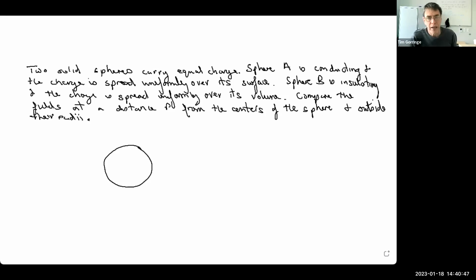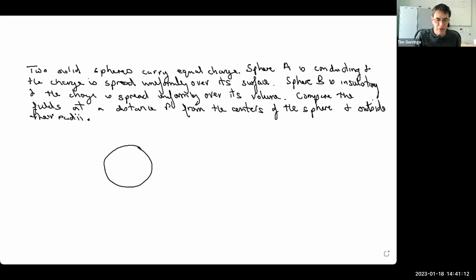I wanted to work through an example that involves Gauss's law. In this particular example, we're asked to imagine two spheres. One of them is a solid conducting sphere. The other one is a solid insulating sphere. And the two spheres carry an equal quantity of charge.